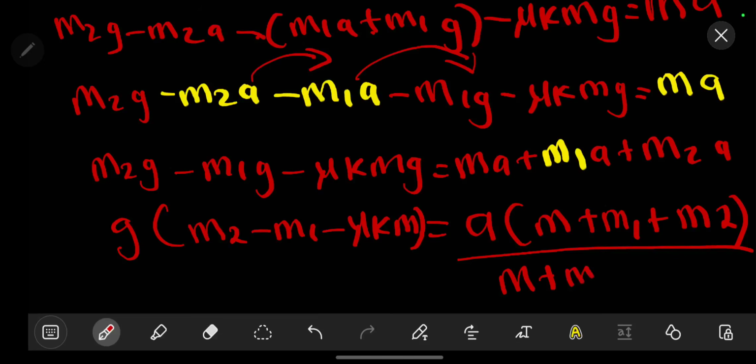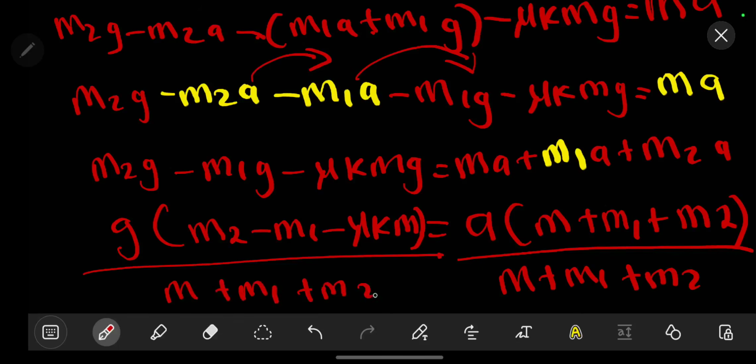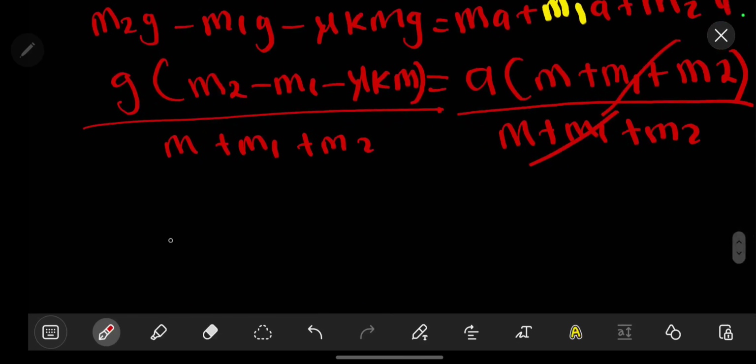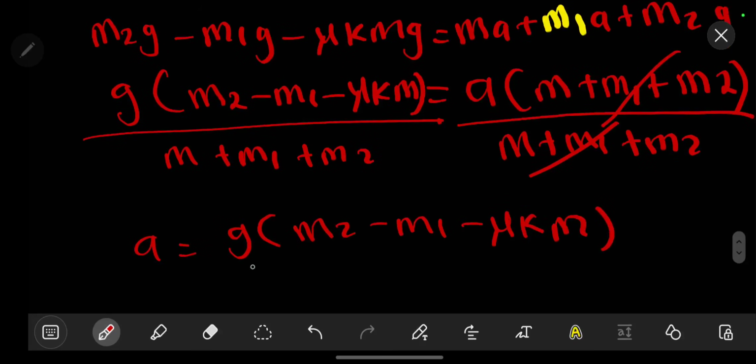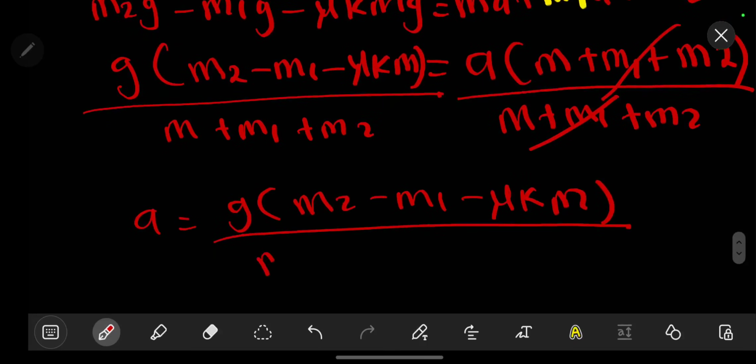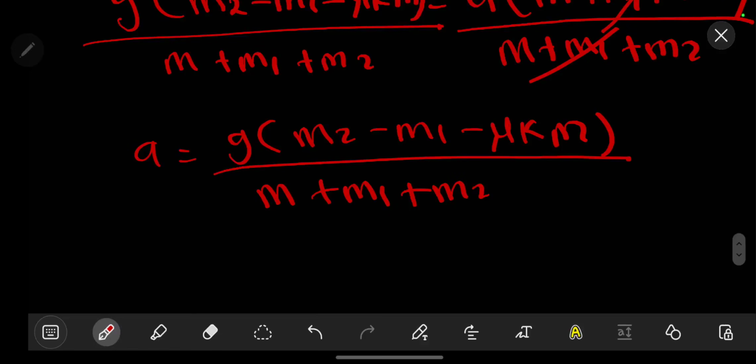So we have m plus m1 plus m2 over m plus m1 plus m2. We are just dividing throughout, so this and this cancels. So our a can be written as g, open brackets, m2 minus m1 minus mu k m, over mass plus mass 1 plus mass number 2, like that. So this is what we have.